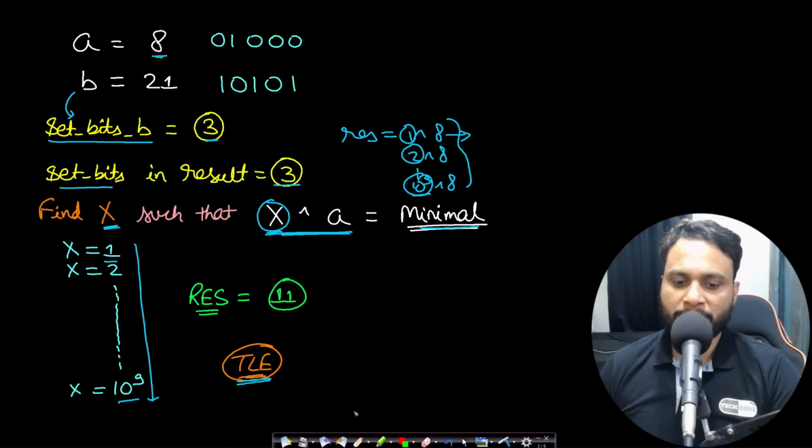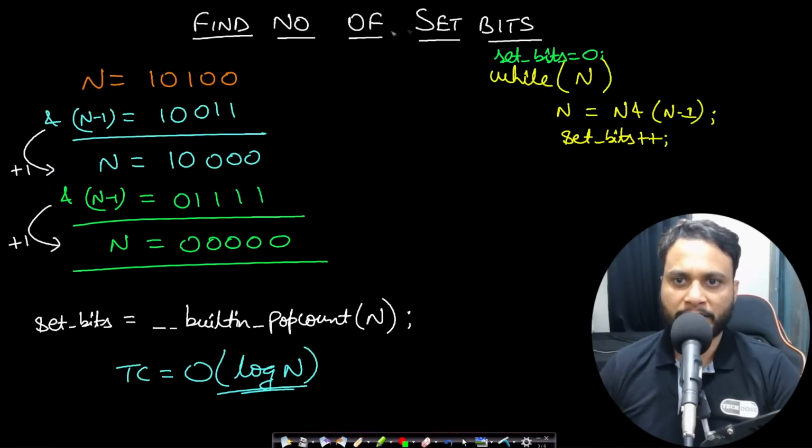Now before we proceed to the solution, let's learn about finding the number of set bits. Well, this is very simple. What you can do is take a set bit counter equal to 0 and run a while loop while n is nonzero, and you can always do n equals n AND n minus 1, and increment the count of set bits by 1 every time.